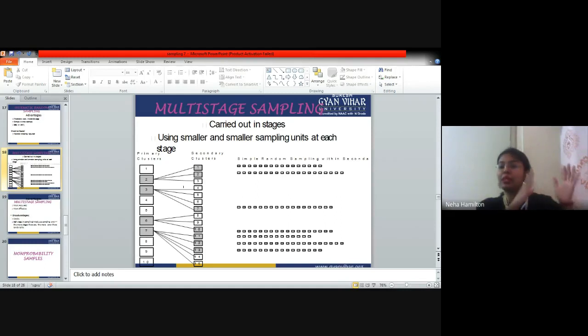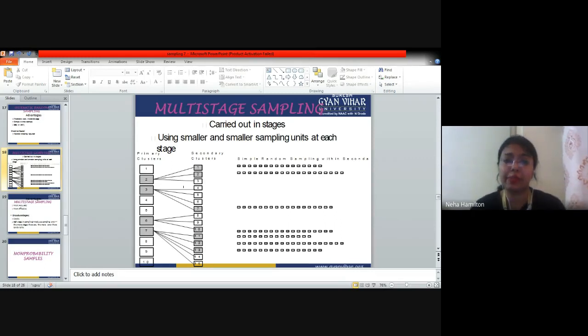So for example, here if you can see that we have primary clusters and then we have secondary clusters. So what are these secondary clusters? These secondary clusters are further subdivisions of the primary clusters, right? Further subdivision means the areas where the clusters are big or huge, we have further subdivided these clusters into smaller clusters.